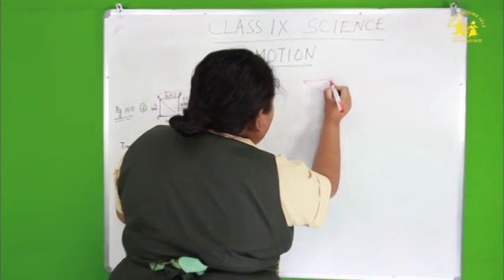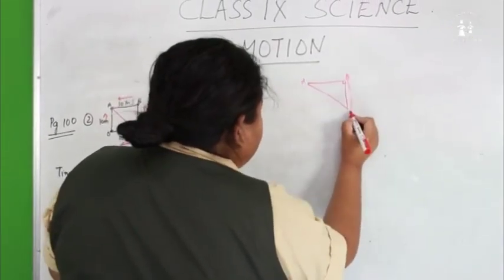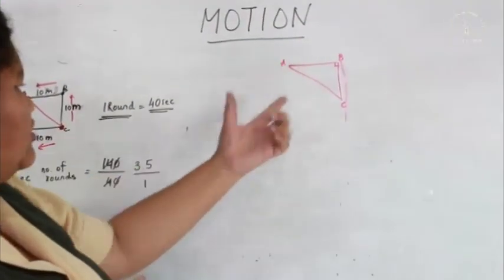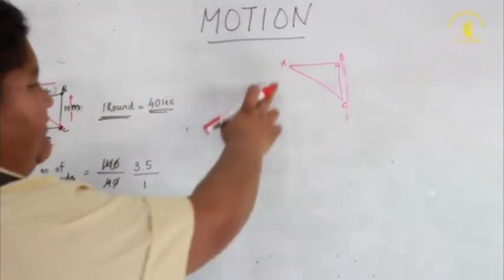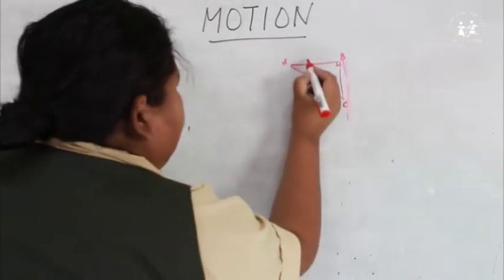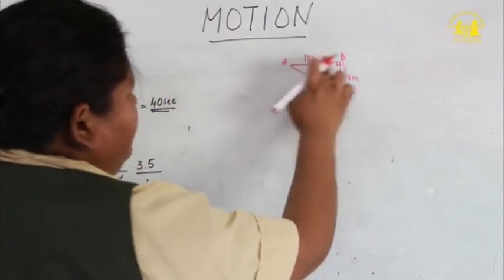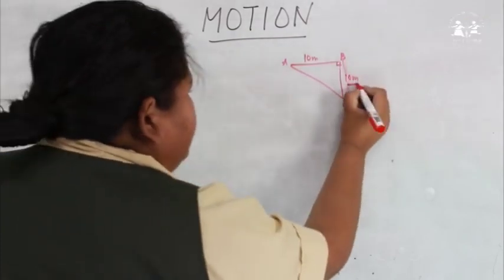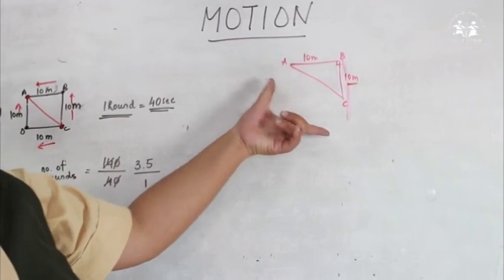Right, so with points A, B and C we get a right triangle here. We are going to find the value of AC. We have been given the size of the field: the side from A to B is 10 meters, and the side from B to C is again 10 meters. Now, in order to find the value of AC, what we're going to do here is apply the Pythagoras theorem.